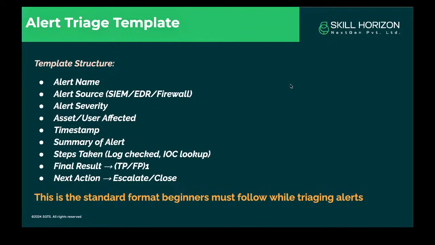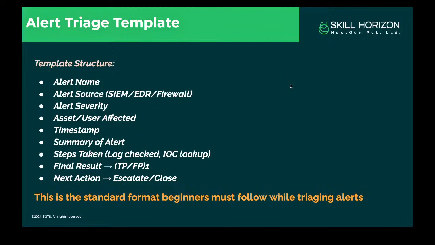Okay, so the assets, the user affected, like what asset particularly was affected by that alert, what type of user will be affected, the timestamp, that is very much important, the summary of an alert, the steps basically taken, like evidences. You can call it evidences, right? What type of evidences you checked.